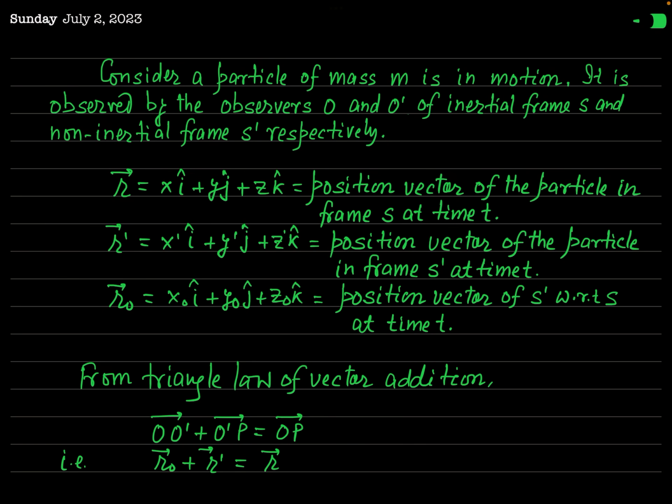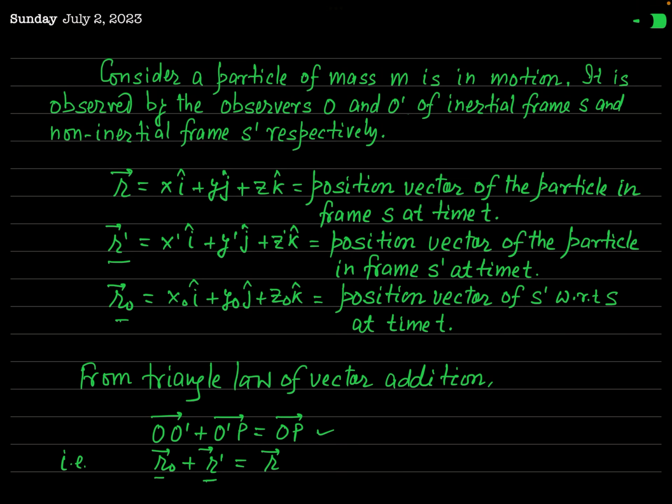And so you can write here, I have actually marked all these things here. You can see from this triangle of vector addition we have written here OO prime plus O prime P is equal to OP, but OO prime is R naught, O prime P is R dashed, and OP is R. And so you can write the expression for R prime, which is the position vector of the particle with respect to the non-inertial frame at time t.